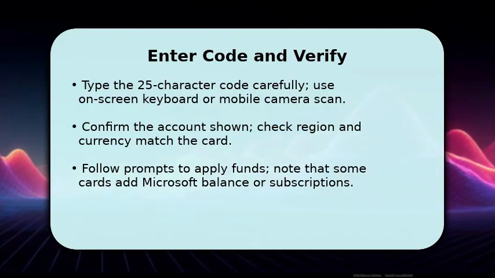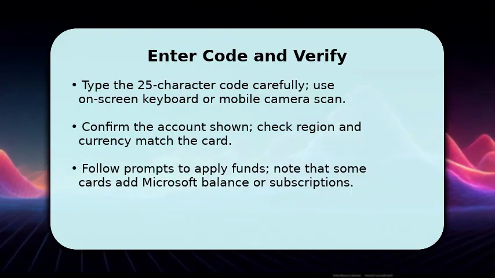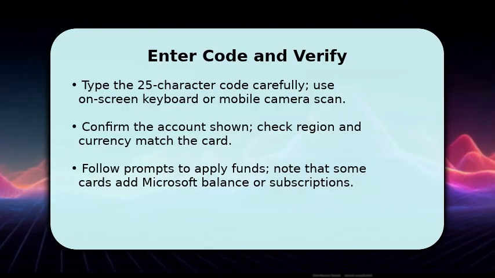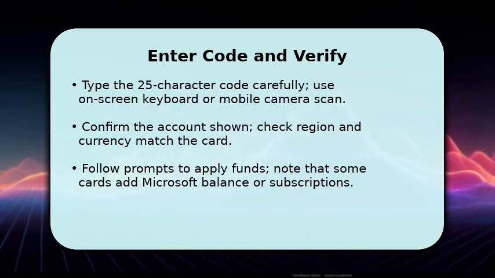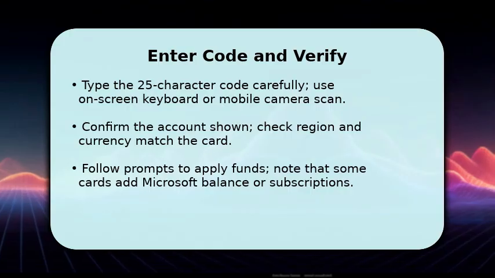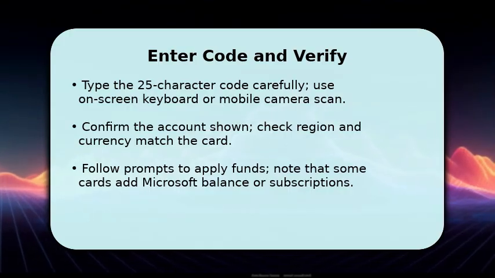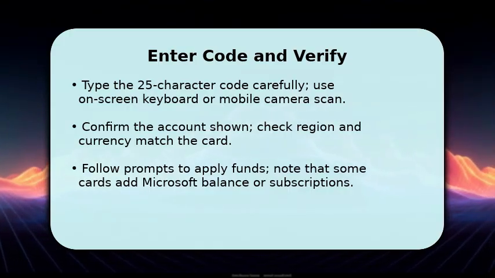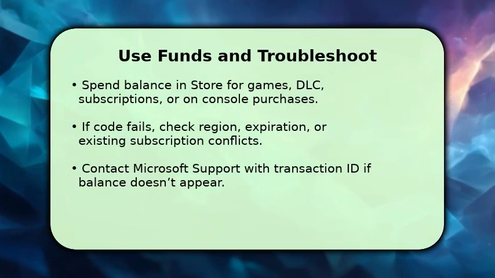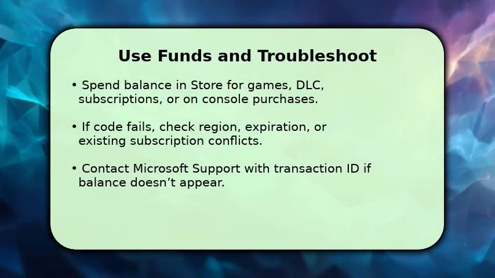After you confirm, the store applies funds to your Microsoft account or activates the subscription tied to the card. Watch the confirmation screen to verify success. Once funds show, you can buy games, DLC, or renew Xbox Game Pass. Choose payment at checkout and select Microsoft Balance first.